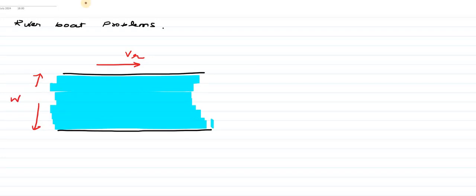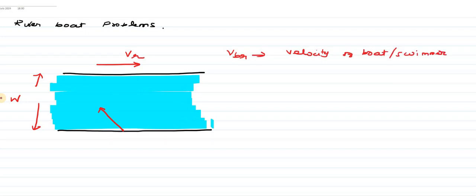So suppose I just move in this way. You are swimming or in a boat, anything. You are just moving in this way, boatman or swimmer or whatever the object is. If this is the velocity with which it is traveling, that is what we are taking as VBR. What is VBR? The velocity of the boat or the swimmer with respect to what? With respect to the river.